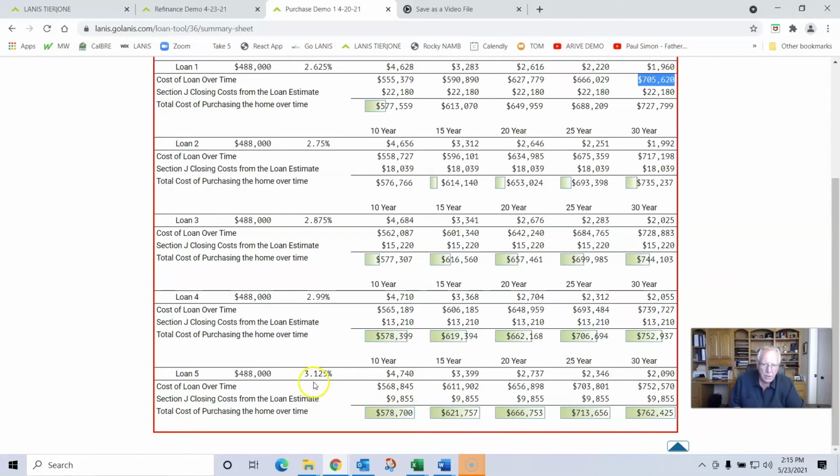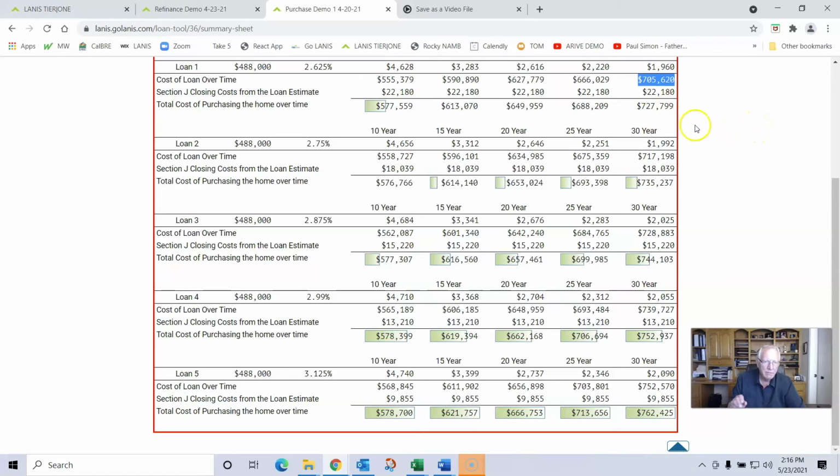Lower loan number 5, higher interest rates. Check this out: 3 1/8, lower closing costs. But ask the borrower this: are you sure you really want to spend $762,425 to pay for that house versus $727,000? Their answer is typically going to be, especially if they're going to be in that home for a long period of time, 30 years, for example, or maybe it's even an investment property.